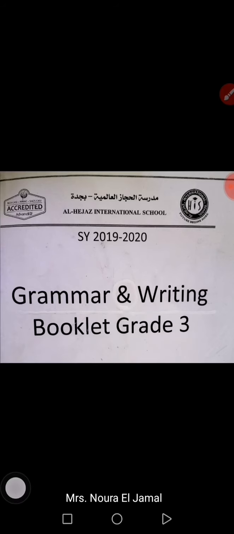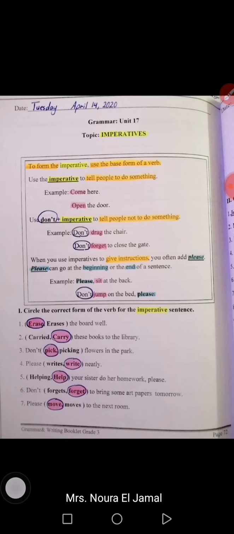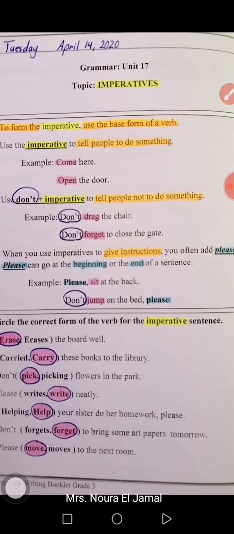Now let's move to the grammar and writing booklet. Page 72. Today is Tuesday, April 14, 2020. Write the date. Our lesson is imperatives. To form the imperative, use the base form of a verb. Use the imperative to tell people to do something. Example, come here, open the door. Use don't plus imperative to tell people not to do something. Like, don't drag the chair, don't forget to close the gate.